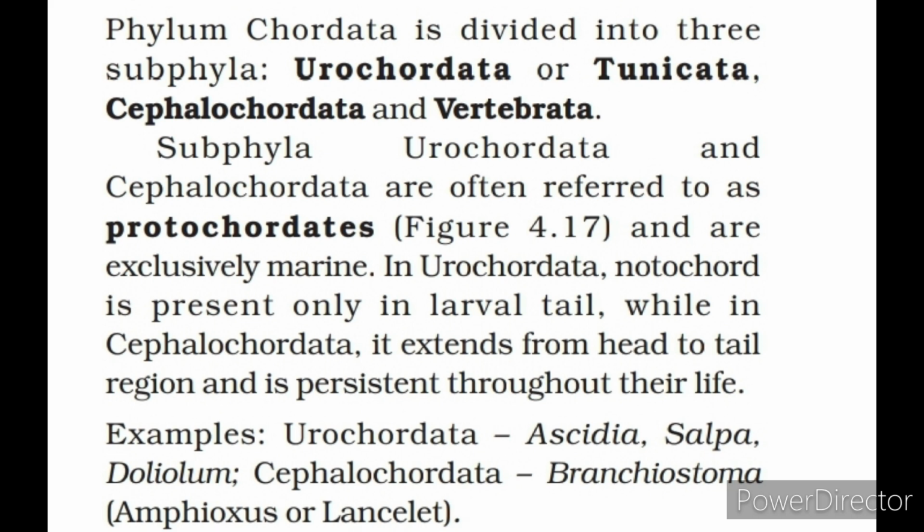Subphyla Urochordata and Cephalochordata are often referred to as protochordates and are exclusively marine. In Urochordata, notochord is present only in larval tail, while in Cephalochordata, it extends from head to tail region and is persistent throughout their life. Examples: Urochordata, Ascidia, Salpa, Doliolum; Cephalochordata, Branchiostoma, amphioxus or lancelet.